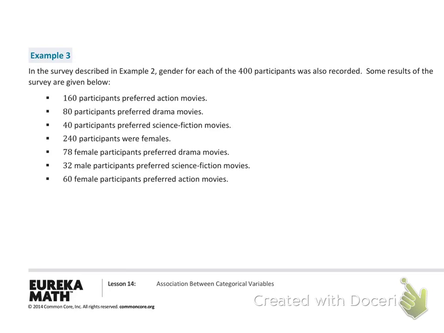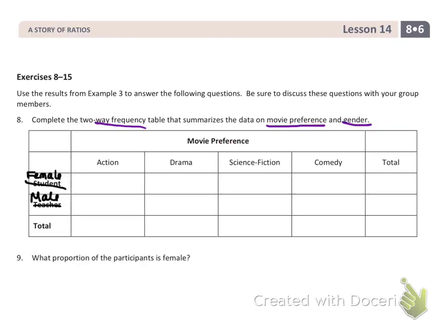So I'm looking here to see that 240 participants were female, so that must mean that 160 were male, right? Because there were 400 altogether. 240 female, 160 male total. 240 plus 160 gives us 400 altogether. So pause the video and fill in the rest of that frequency table from the information you were given.